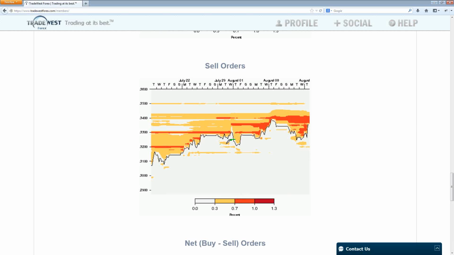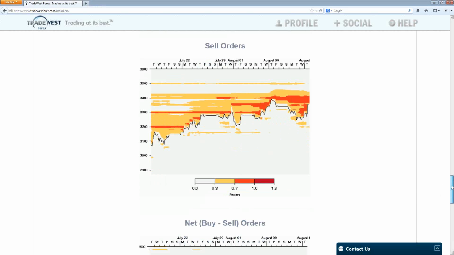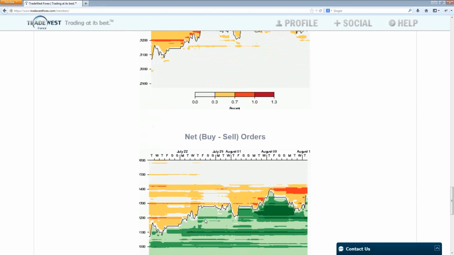Well, look, you see that everybody else has got stops right here and then right here. And what did the market do? Well, it came down and stopped them out. Since you have this information, you would know not to put it there. You would go up and look at the buy orders, or you could go look at the net, and you would see that here is all the strong support. You would want to put it just below there.